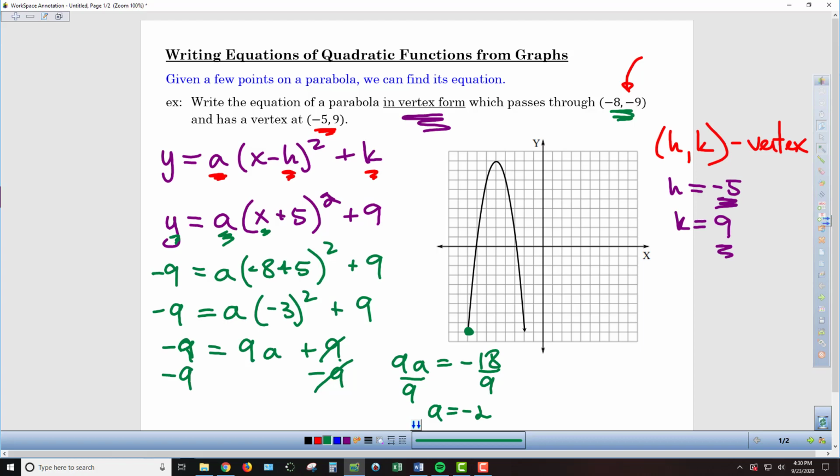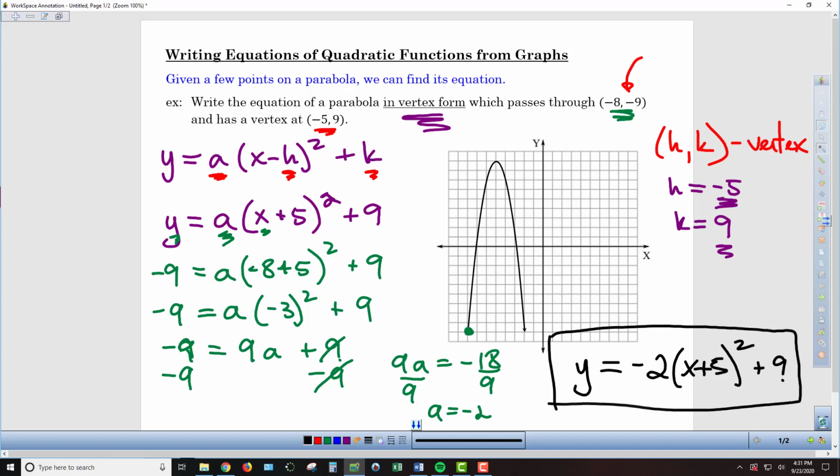It's a pretty narrow parabola here, so having a number like 2 as the dilation factor seems about right. But with that, I'm going to go ahead and write my equation. So I've got y equals, and in place of a, I'm going to put -2. Then I've got x plus 5, since we use the 5 as the x coordinate of the vertex, and then plus 9 as the y coordinate of the vertex. And so there's the equation for this parabola.